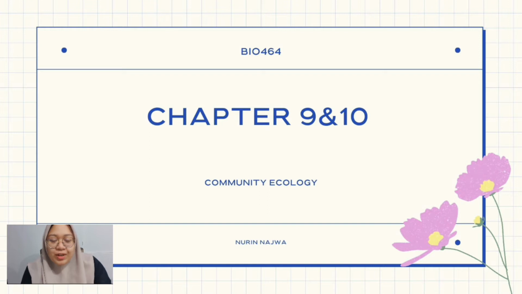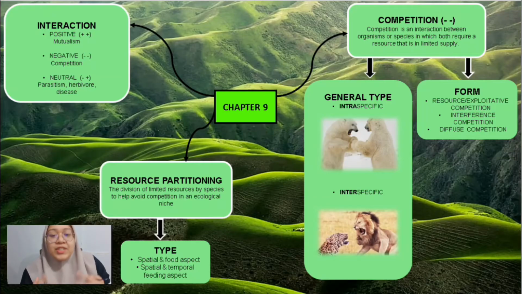My name is Nurin Najwa, and for today, I will give a brief summary about Chapter 9 and Chapter 10 and also a summary about a research paper. For Chapter 9 and 10, we will talk about the interaction between a species population with another species, which include positive, negative and neutral interaction.